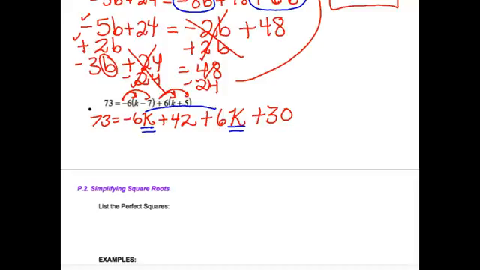And I have negative 6 plus 6k is 0k. 0 times anything is just 0. So I end up with 0 out of those, but I still have the 42 plus 30 that can combine, and I get 72. Well, this seems kind of weird because what I'm trying to do is solve for k, and k disappeared, and I ended up with this garbage statement that 73 has to equal 72.